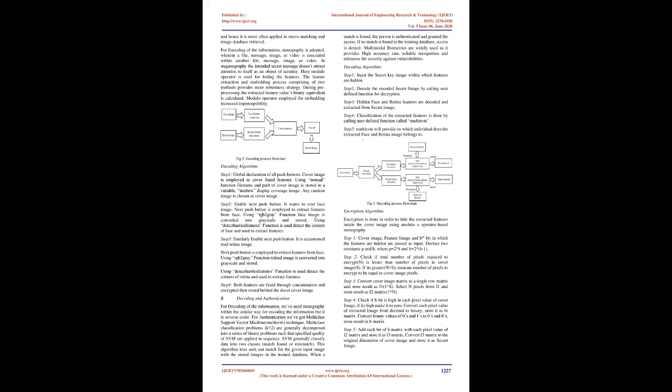Face and retina features are extracted by using the Harris feature detection algorithm, which mainly detects the corner and edge features. The extracted features are then fused by concatenation and will be hidden in a cover image by using steganography. Decoding of the secret image is done in a similar manner as encoding, but in reverse order.